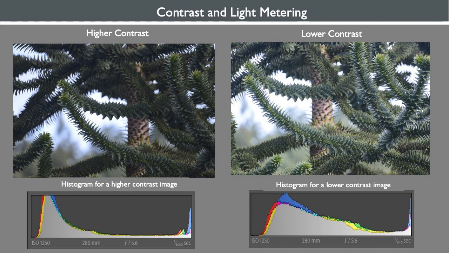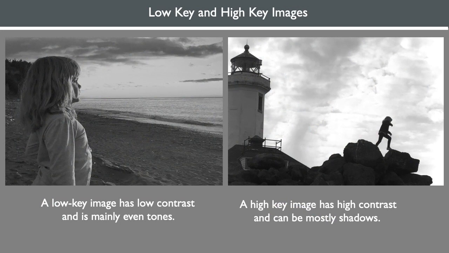Notice how the histograms for each image differ, with the higher contrast image having more shadows and less midtones. The lower contrast image has a more even range of tones. To add mood, emphasize emotion, or spotlight an element, explore low and high key lighting. A low key image has low contrast and is mainly even tones. A high key image has higher contrast and mostly blacks and whites or shadows.